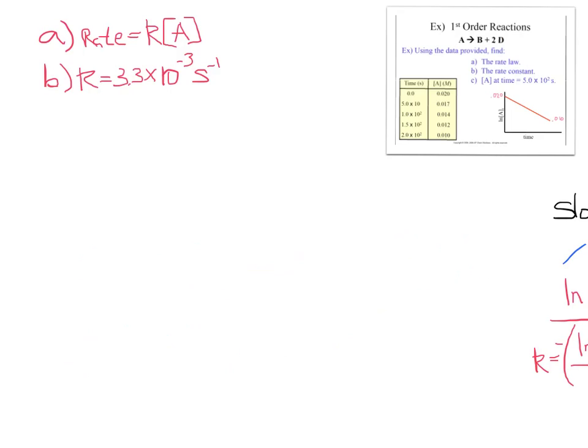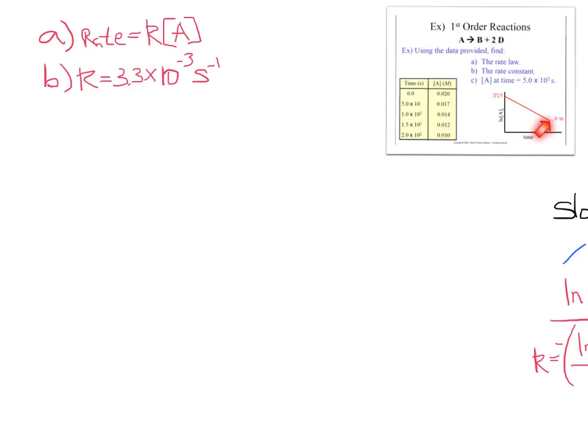So now on to part C. Part C wants us to find the concentration of A at time 5.0 times 10 to the second seconds. So that's after 500 seconds. Now, I know what you're saying. You're looking at this data table, you're looking at this graph and saying, Mr. Jones, this is impossible. We can't find the concentration of A at 500 seconds because the data table stops at 200 seconds and the graph stops right there. That is not true.